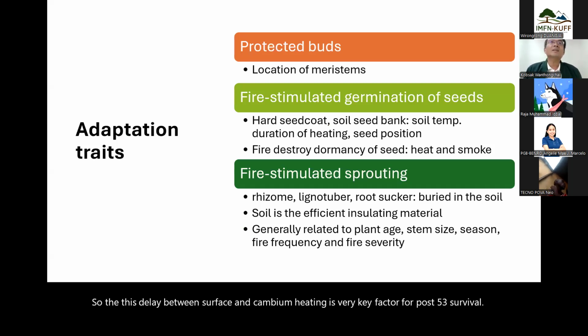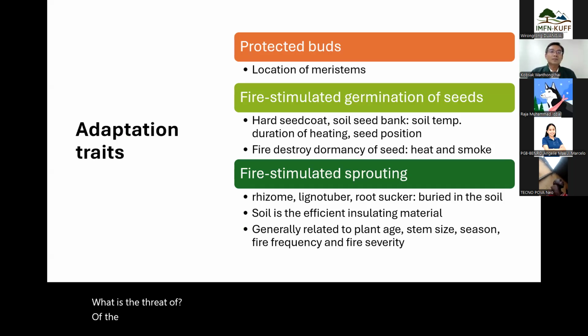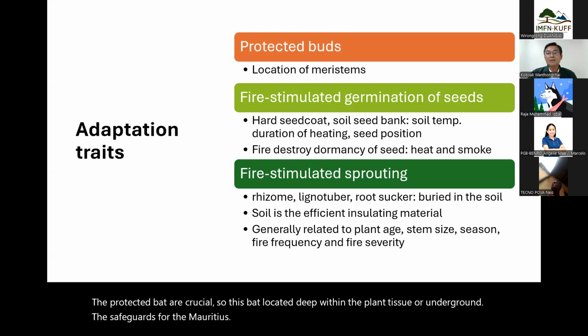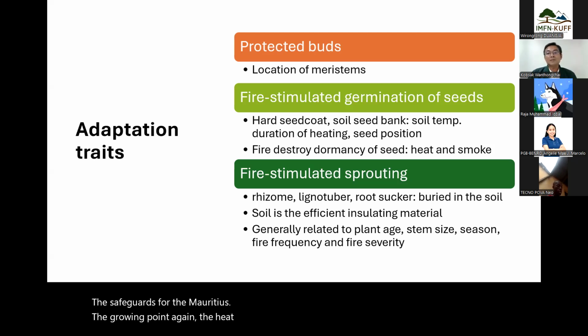What are the traits of species for surviving under the fire environment? The protected bud is another trait that plants develop to survive under fire. Protected buds are crucial. These buds are located deep within the plant tissues or underground, safeguarding the meristem, the growing point, against heat damage.